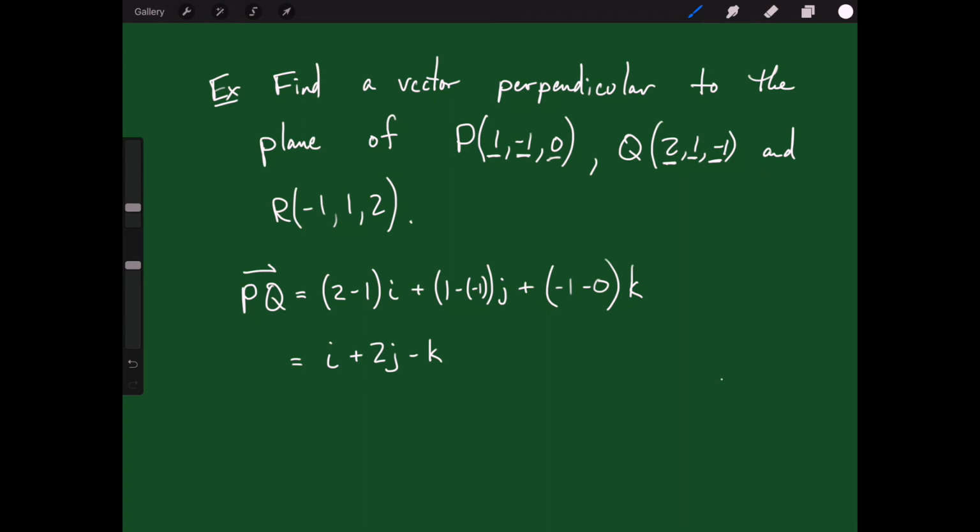Now let's figure out the vector PR. Okay? So the vector PR, same thing. I'm going to start with what's in R. Here, I'll erase these real quick.